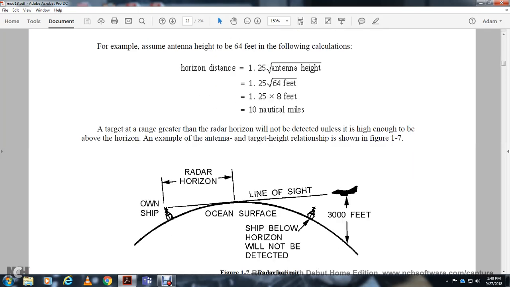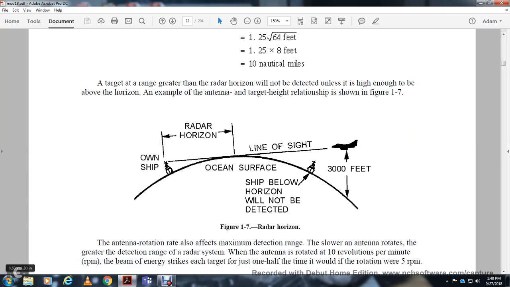The own ship has the radar horizon line of sight with the ocean surface at 3,000 feet. A ship below the horizon will not be detected. The antenna rotation always affects the maximum detection range. The slower the antenna rotates, the greater the detection range of the radar system.